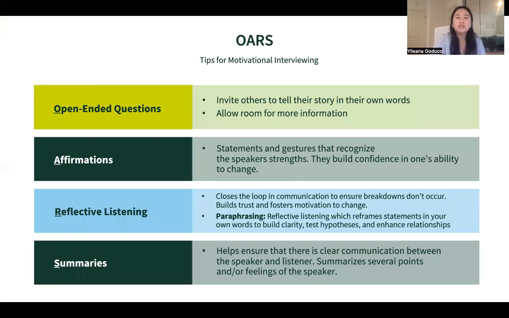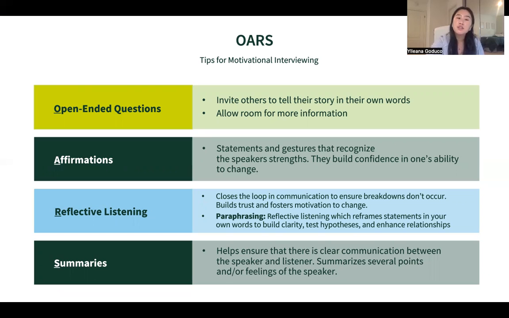Open-ended questions means prompting the conversation forward. It means asking questions like, why did you choose to continue forward with that job? Or how do you see you two rebuilding a friendship? How do you find yourself drawn to these types of actions? They're questions that prompt more of an answer than simply one or two words. Affirmation in motivational interviewing looks like statements and gestures that recognize the speaker's strength. They build confidence in one's ability to change.